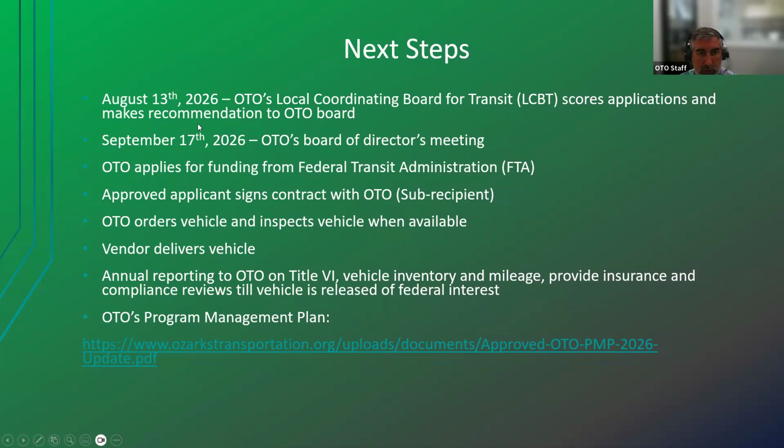So we're hoping this process will not take 36 months from September. Hopefully in October we can put in the FTA application, have that approved in November, and then we'll sign the contracts. It also depends a little bit on whether you have your Title VI plan or not. If not, you have to work on that before we sign the contract and get the vehicles ordered.